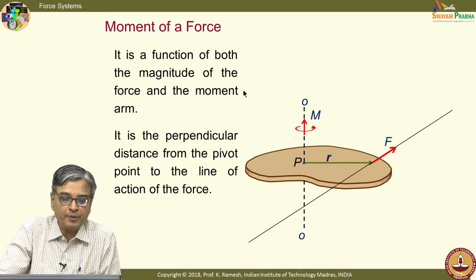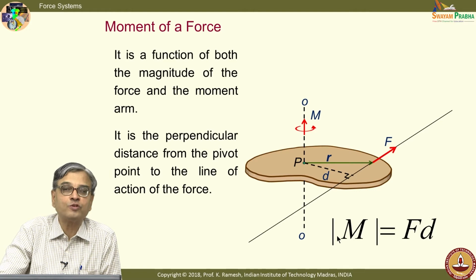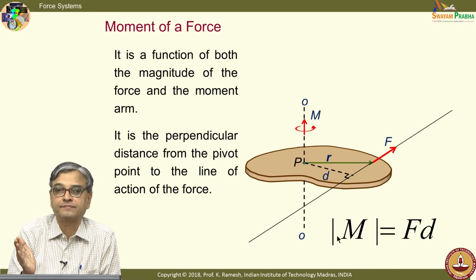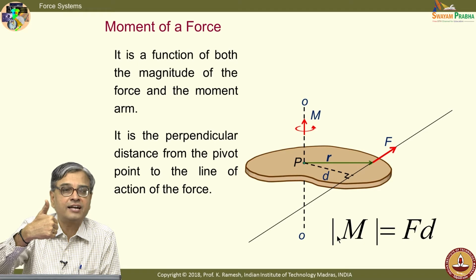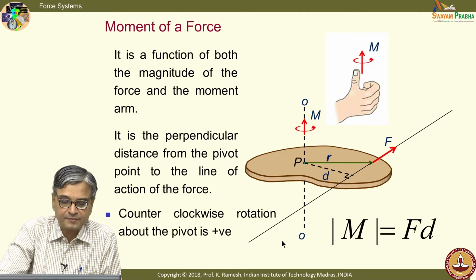I can also find out the moment of a force based on distances which I could calculate. If I find out the perpendicular distance from point P to the line of action, I can simply write the moment as the magnitude F into d. And from the sense of the force acting on it, I can perceive that this is acting anti-clockwise and I label it as positive moment. So, that is what is summarized here.